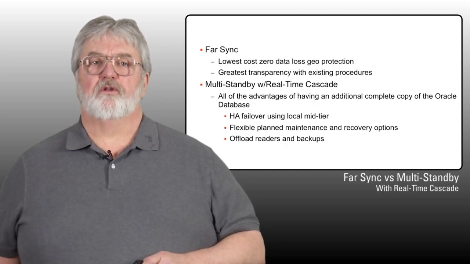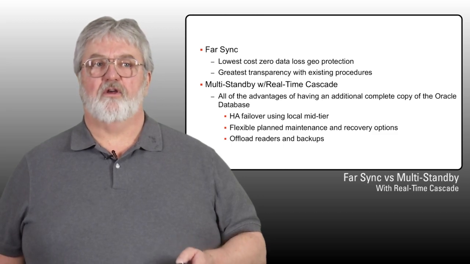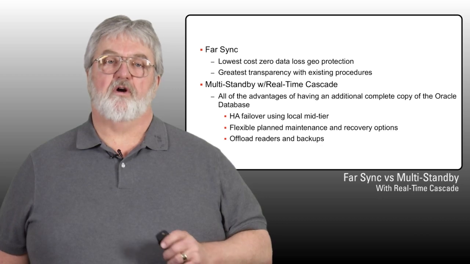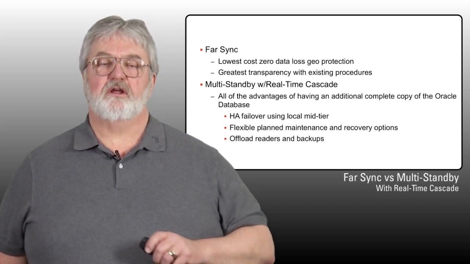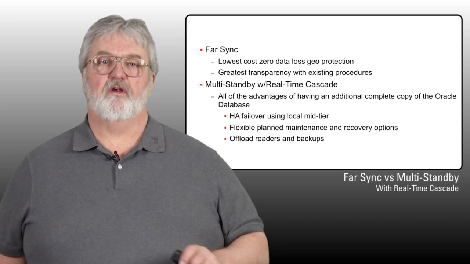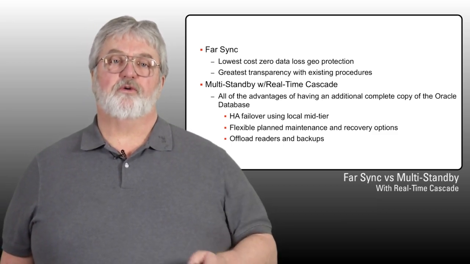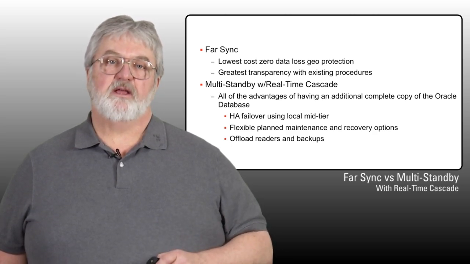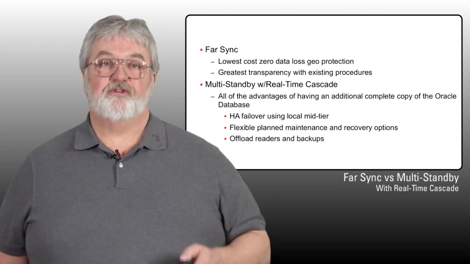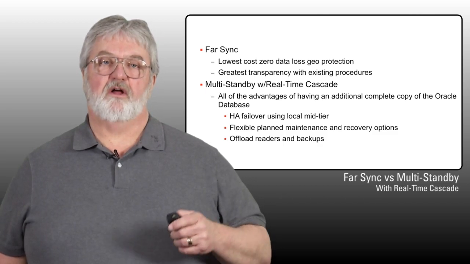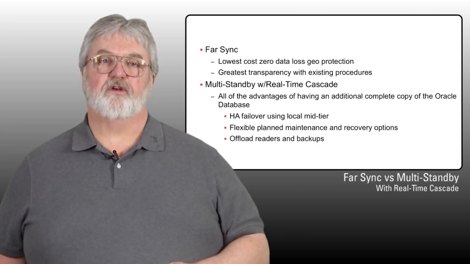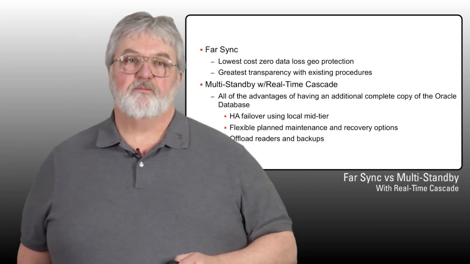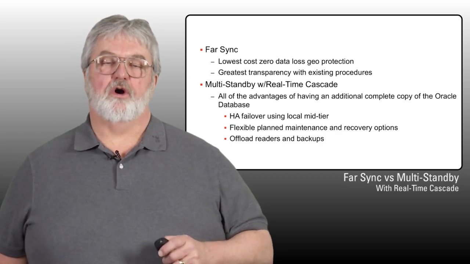So if you look at the two features I just talked about, we have Far Sync and multi-standby real-time cascade. Each serves their own purpose. Far Sync is not a database. There are no files there. It is very small, very lightweight, and its sole purpose is to forward redo onto a terminal standby somewhere else. Real-time cascading gives you the ability to have a local standby database that can actually be used not only in Active Data Guard, but to fail over to very, very quickly, while maintaining a remote standby without the performance impact of multiple redo destinations on your production database.